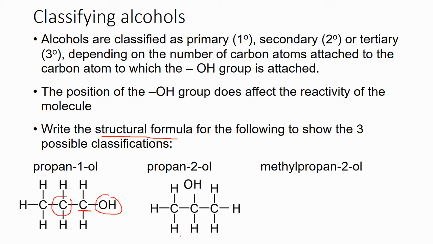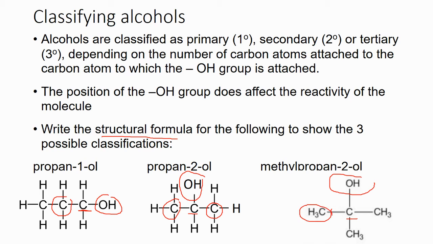The next example, propan-2-ol, has the hydroxyl group attached to a carbon that is attached to 2 other carbons. So it's a secondary alcohol. Methylpropan-2-ol has the OH group attached to a carbon that is attached to 1, 2, 3 other carbons. So it is a tertiary alcohol.